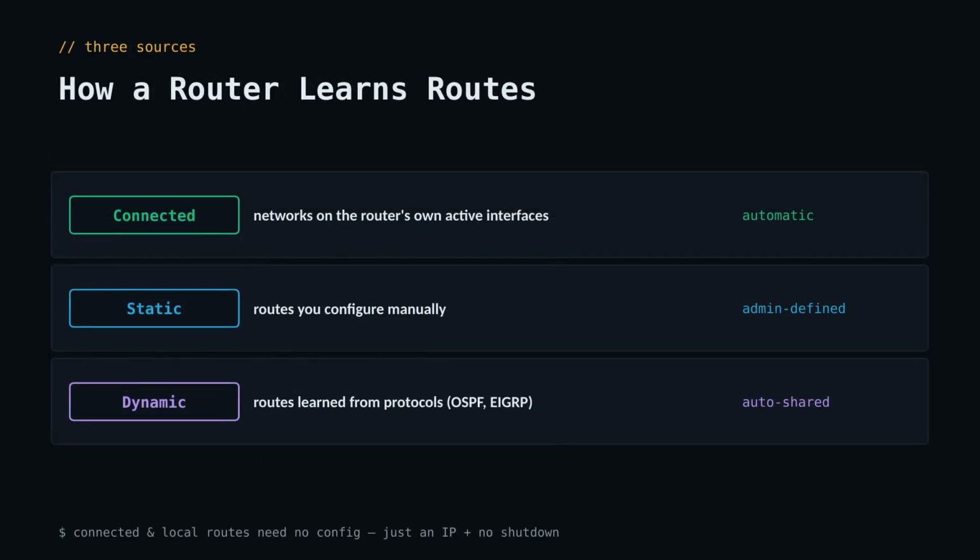Let's zoom in on those three sources. Connected routes are free. The moment you assign an IP to an interface and bring it up with no shutdown, the router knows that network exists. Static routes are the ones you type in by hand, which gives you total control but doesn't scale. And dynamic routes come from protocols like OSPF or EIGRP, where routers talk to each other and share what they've learned automatically. Three very different ways of populating that same routing table.